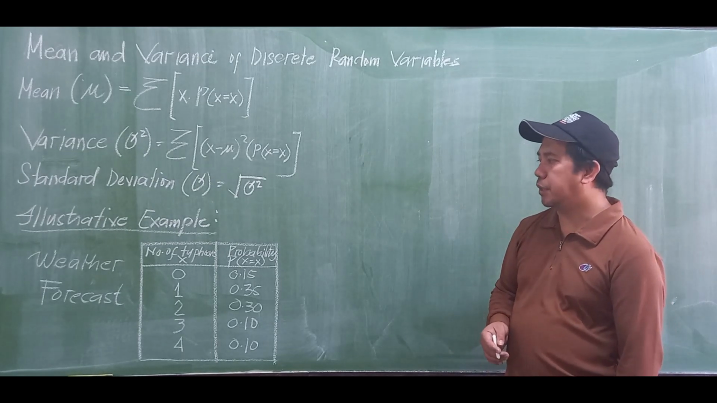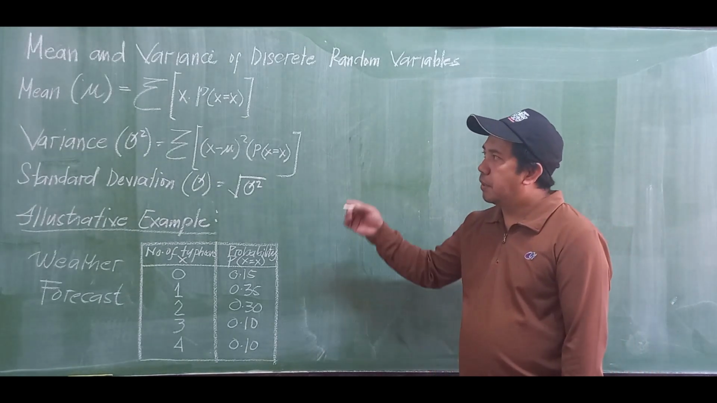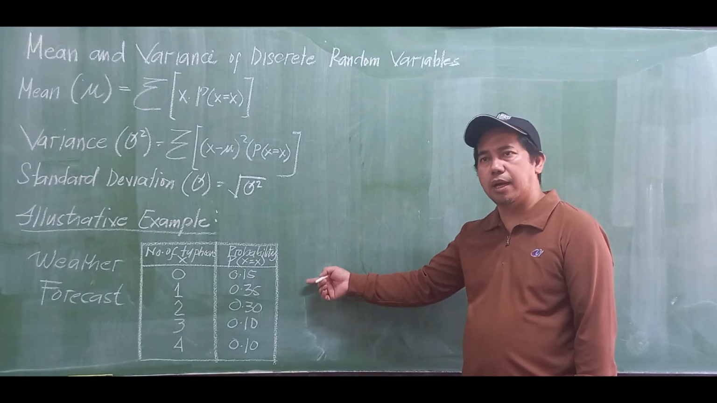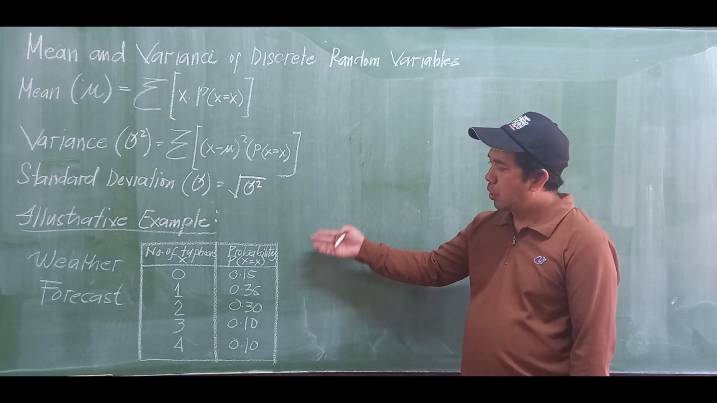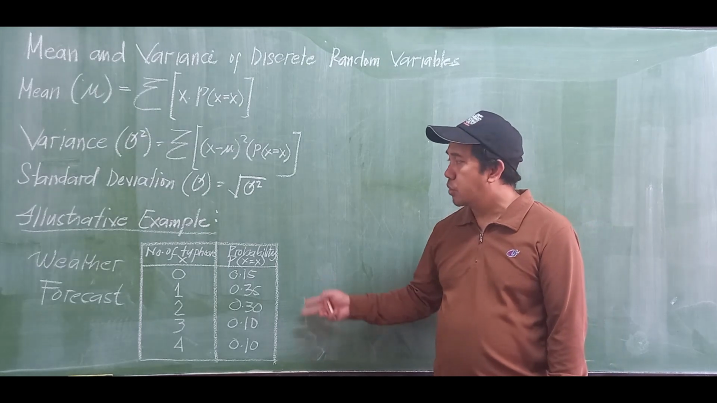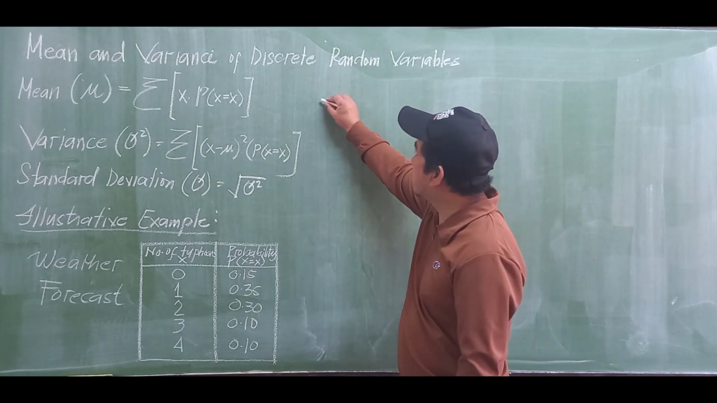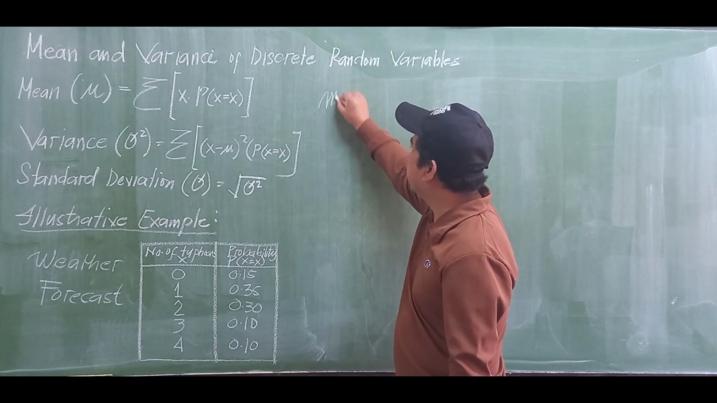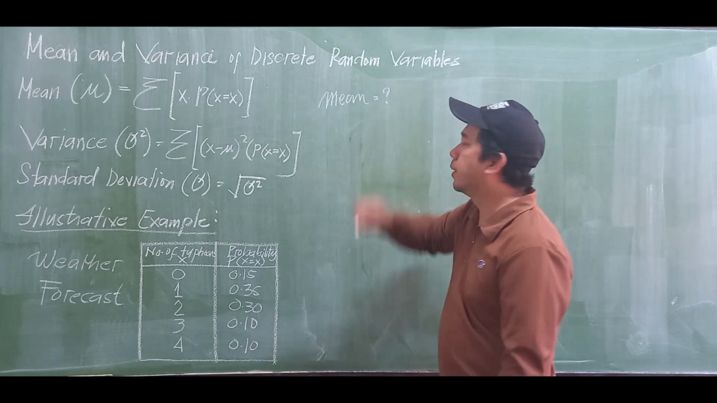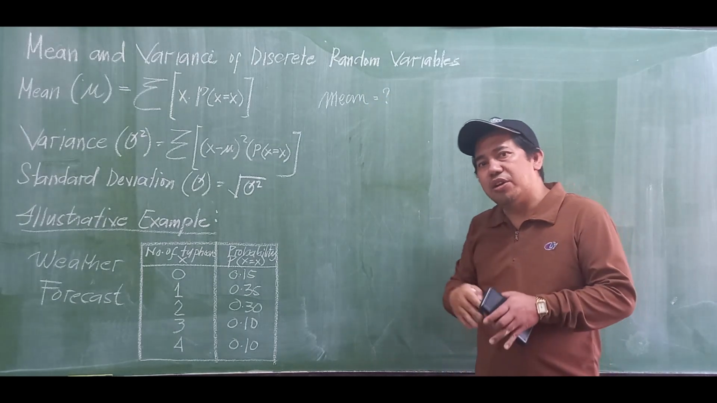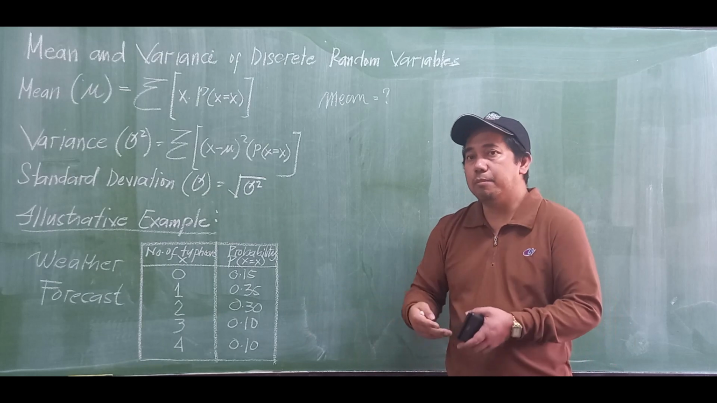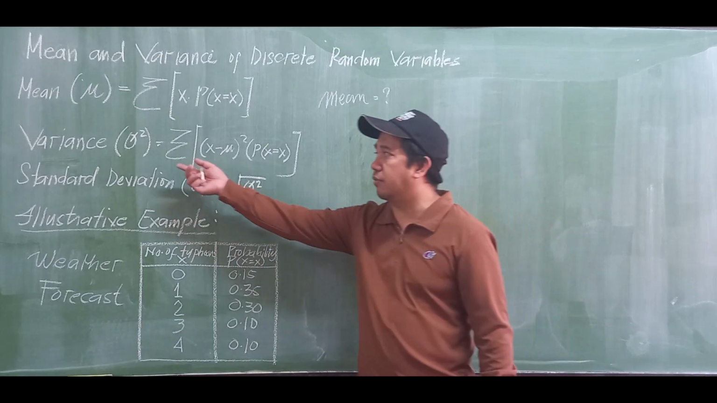Now it says here, what is the mean average, or weighted average, of the typhoons that we really experience in a month? So that is the question: what is the mean? Another one is, how are the typhoons scattered in a year? So they are being scattered, and that is actually the variance.